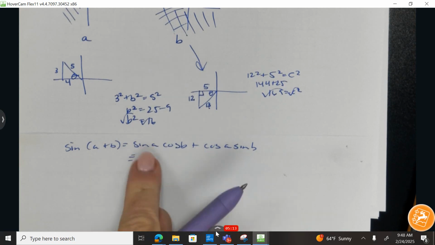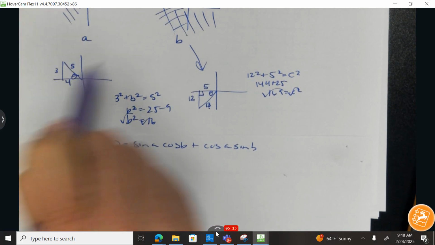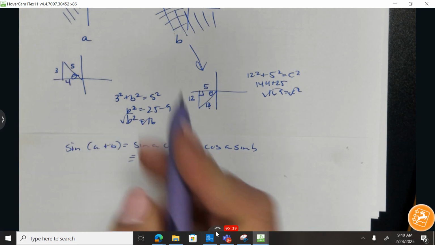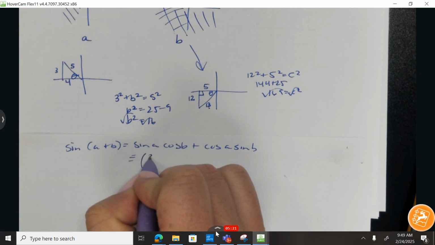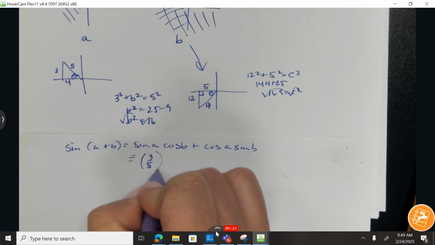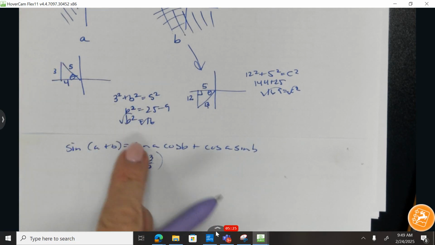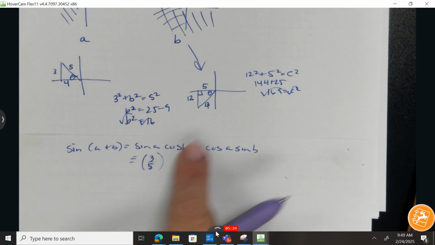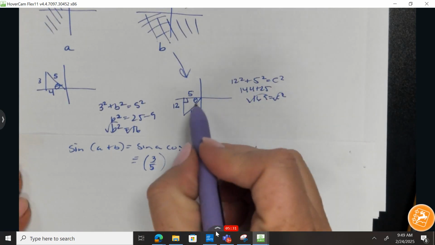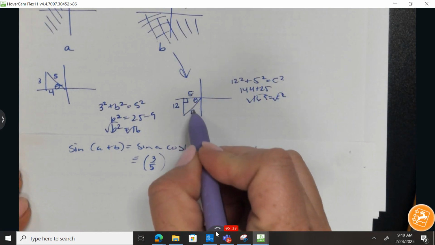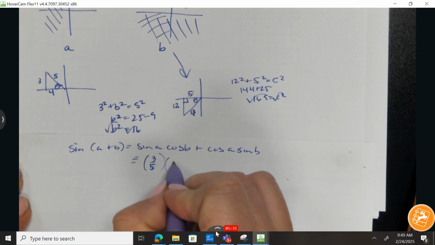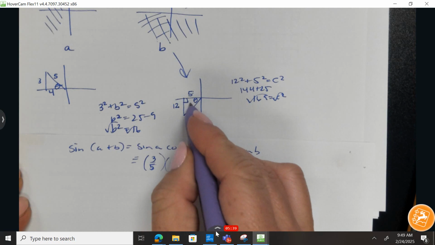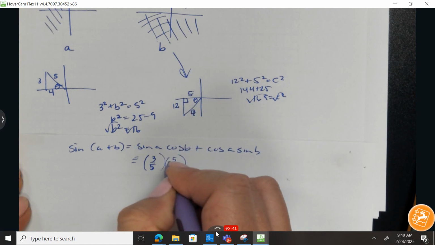Let's start with what is the sine of A. So this is A and this is B. Sine of A is 3/5. So first I'm going to write it down, 3/5. And then I have to ask myself, in quadrant 2, is the sine positive? It is. Now let's go to the cosine of B. This is B. So cosine is adjacent over hypotenuse. Now in quadrant 3, we know the cosines are negative.